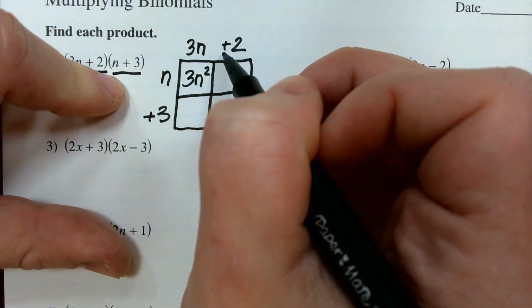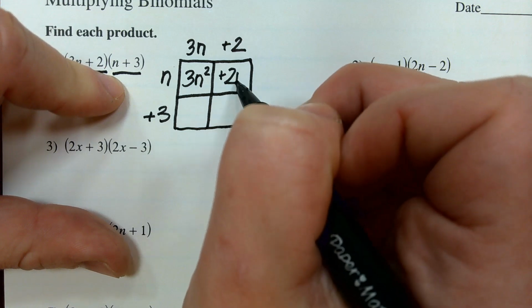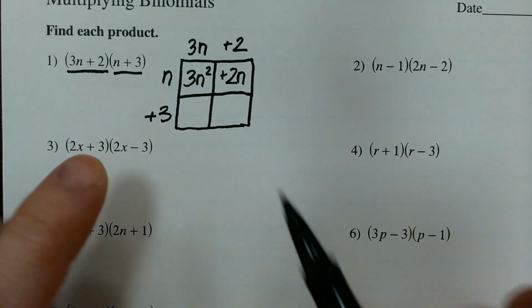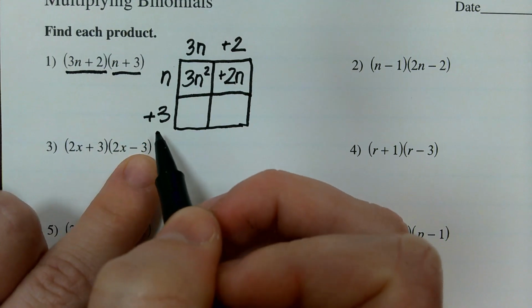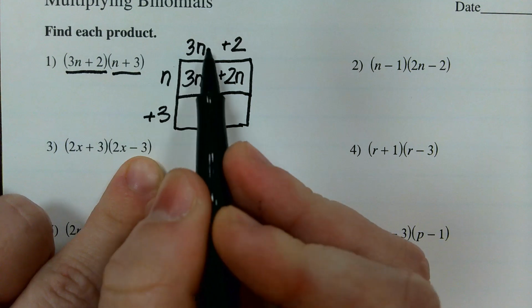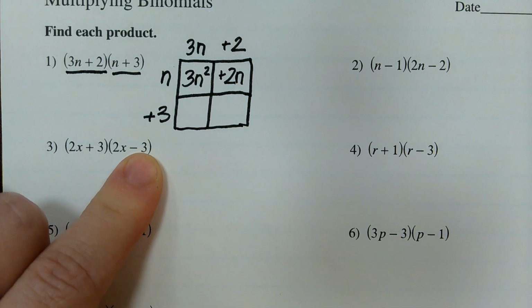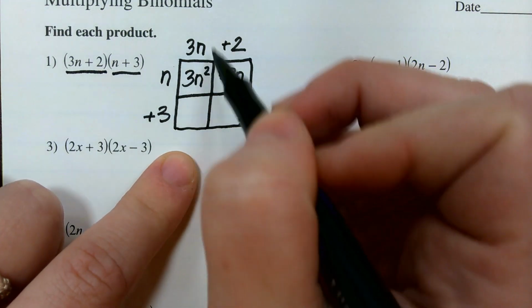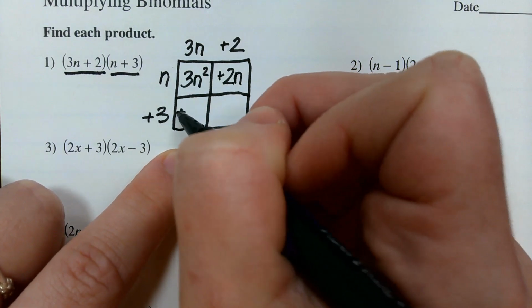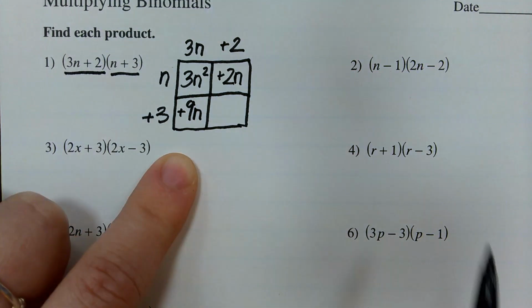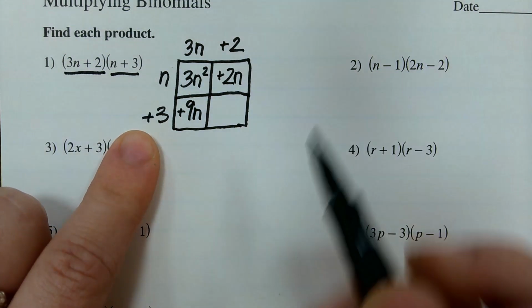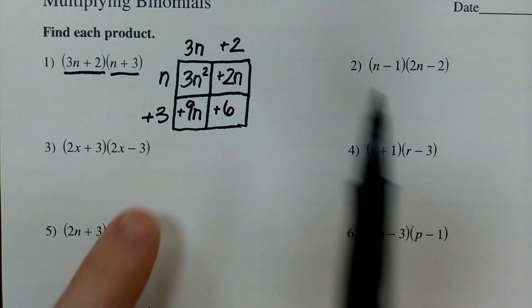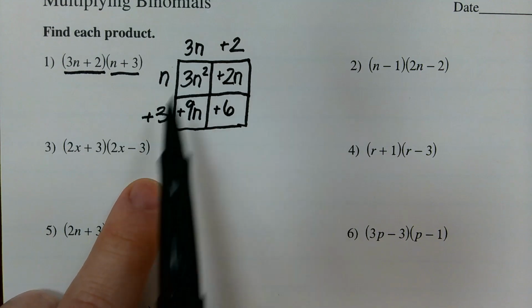2n. Good. And with a plus here, so I'm going to write plus 2n. Keep track of my signs. Now let's go to the bottom row. I've got plus 3. What would 3 times 3n be? 9n. Yes. So I've got 3 times 3 is 9, times n is 9n. So plus 9n. And last, I've got 3 times 2 is 6. Yeah, positive 6, plus 6. So now we have all 4 of our terms.